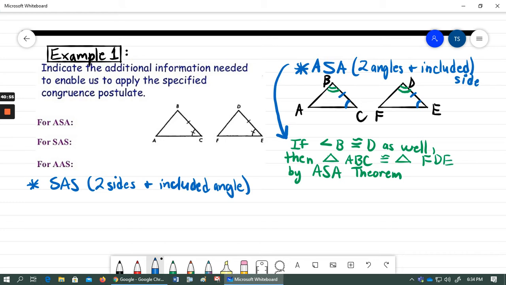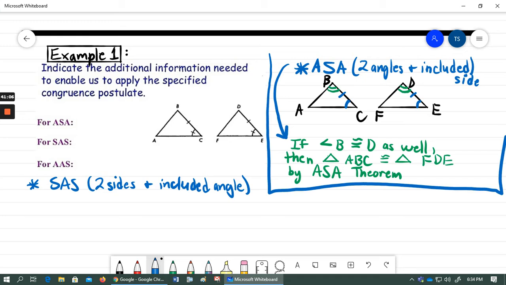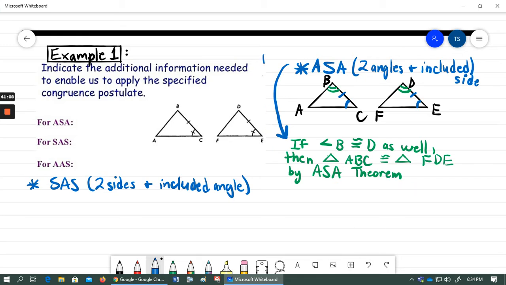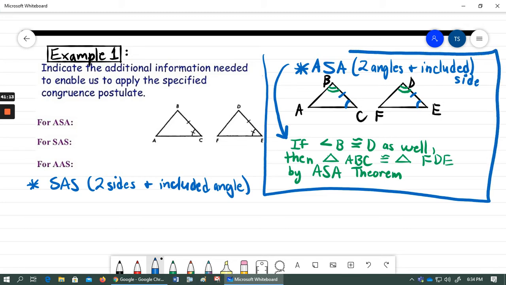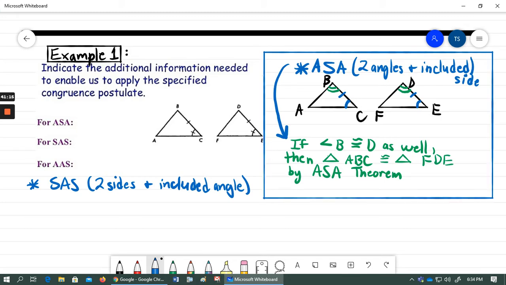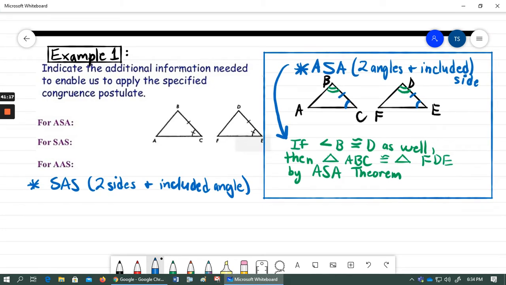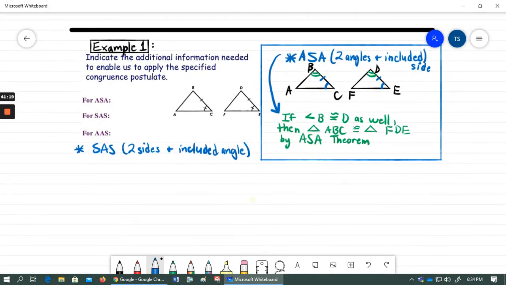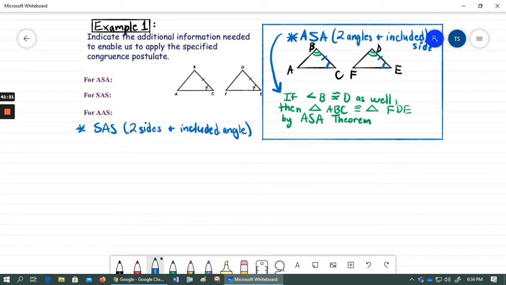Now, right now, folks, based on that original diagram that we had, we don't even have two sides marked. Alright, so again, folks, we would need to have two sides and an included angle in order to do that. So let's go ahead and draw that out.